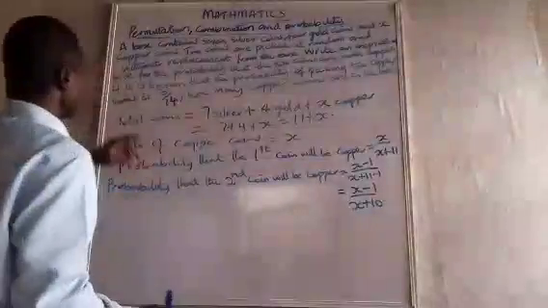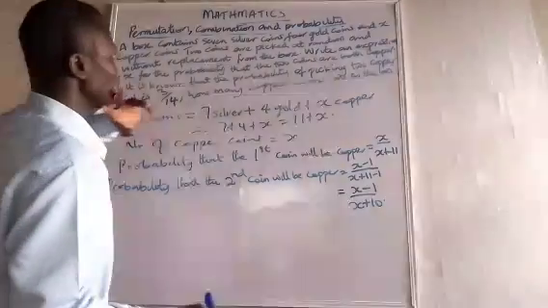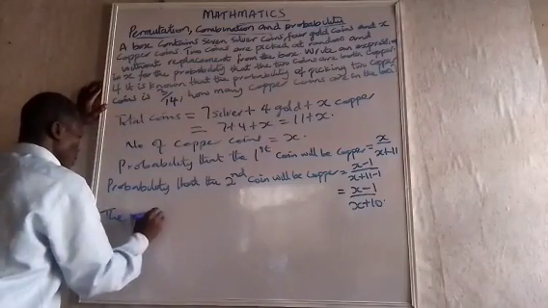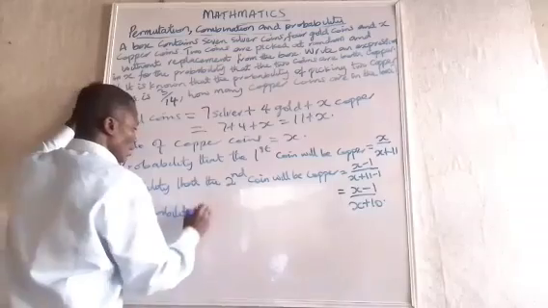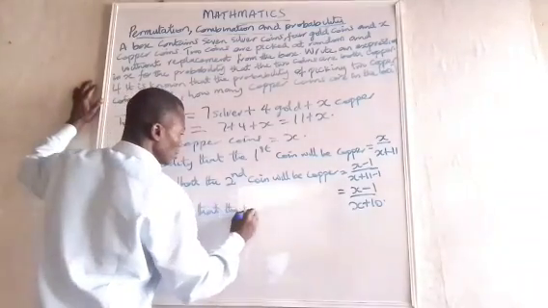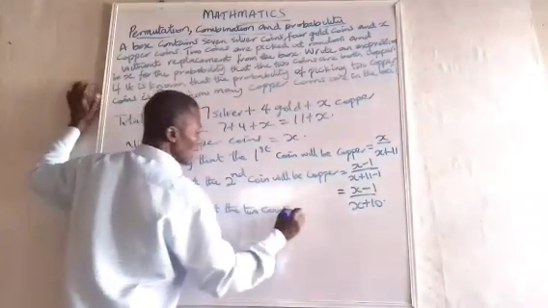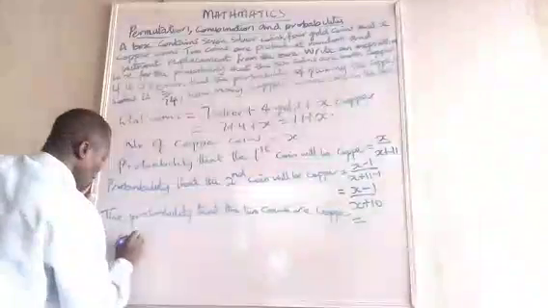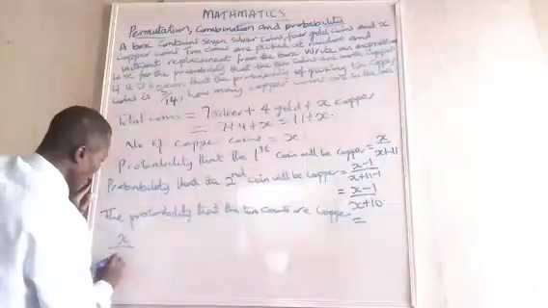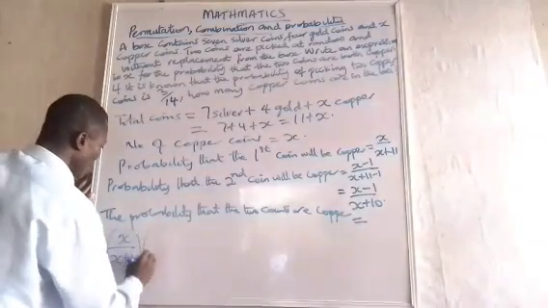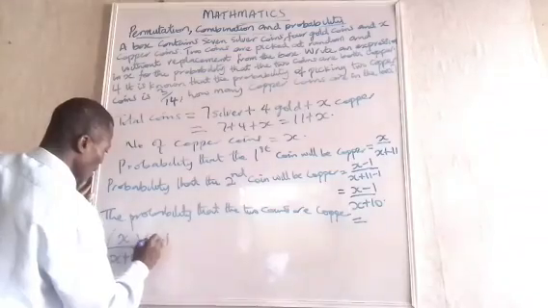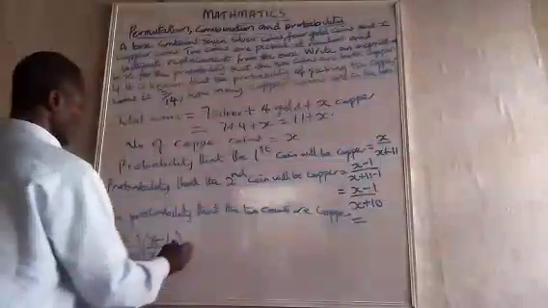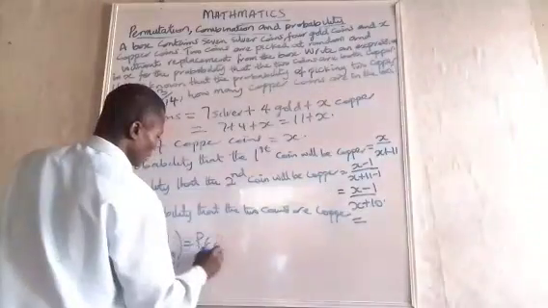Now we are asked to write the probability expression that the two coins picked are copper. So the probability that the two coins are copper is equal to x over x plus 11 multiplied by x minus 1 over x plus 10.